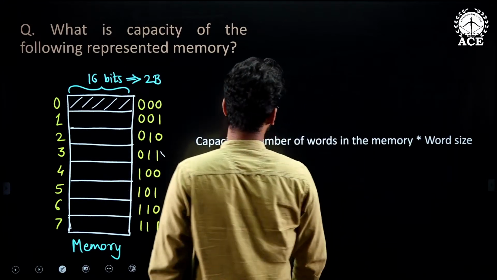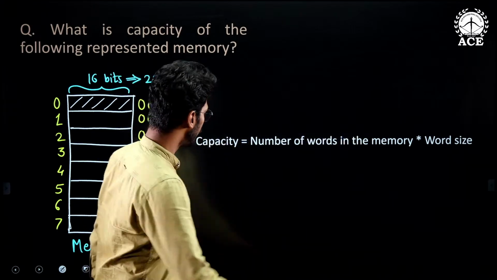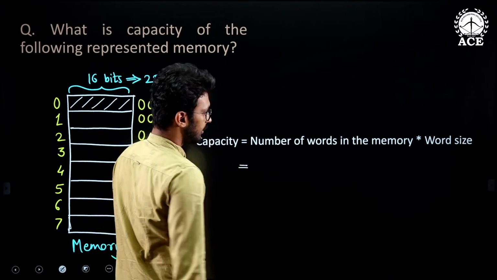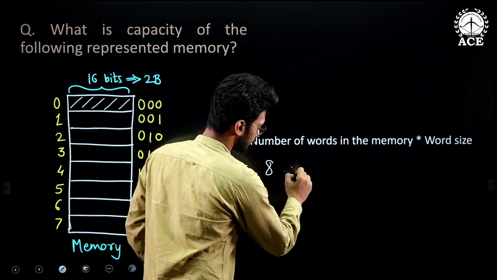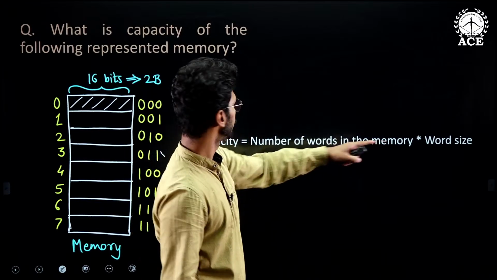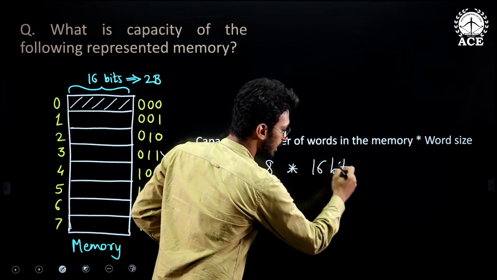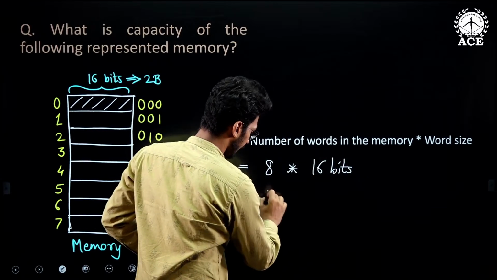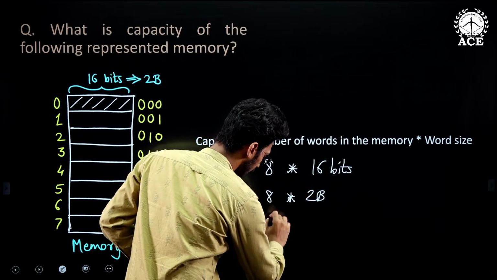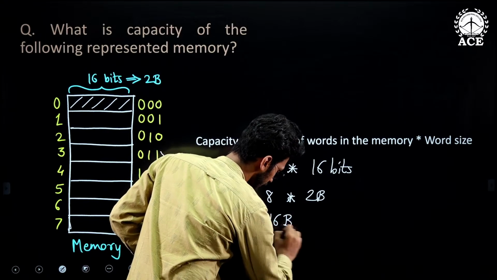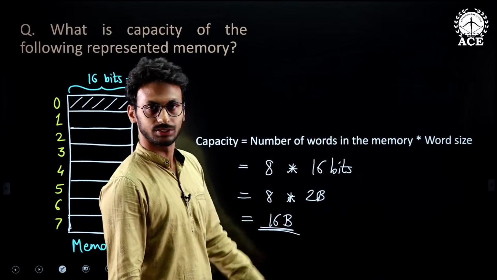Just have a look at this. Capacity equal to number of words in the memory into word size. Number of words, how many words are there? Obviously 0 to 7, it means 8 words are there. Next one, into word size. What is word size? 16 bits. So just convert it into bytes. 8 into 2 bytes, 8 into 2 is 16 bytes. Done. Capacity of the memory is 16 bytes.